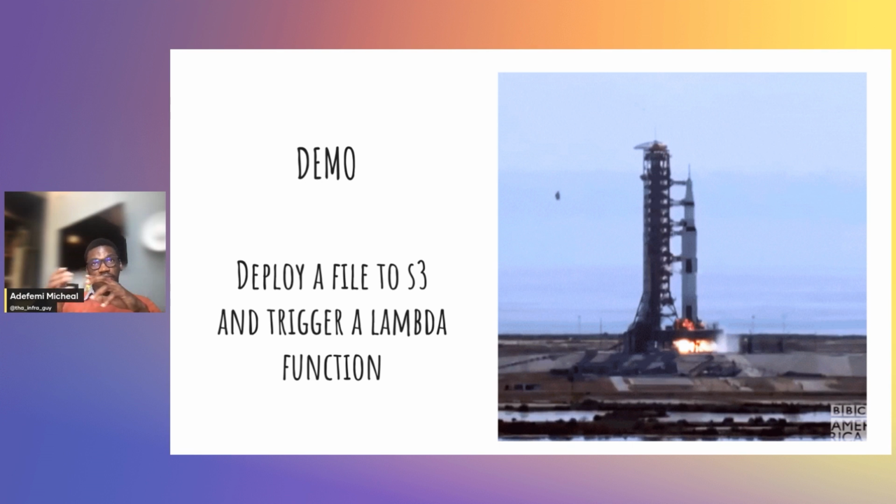So basically for the demo, what I'm trying to do is deploy a file to S3, and at the back, once the file lands in S3, it's going to trigger a Lambda function. The Lambda function is not doing anything, it's just loading the file, and that's it. So I will switch to my second screen now.